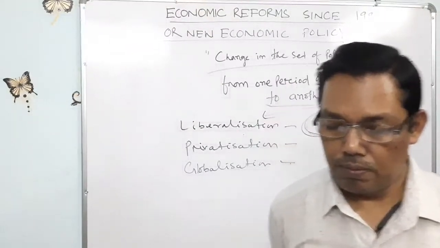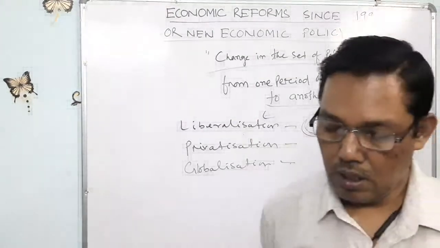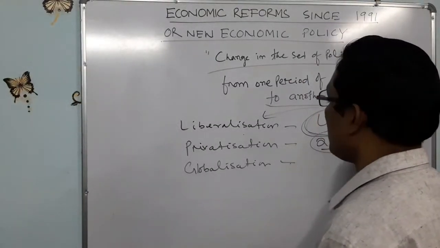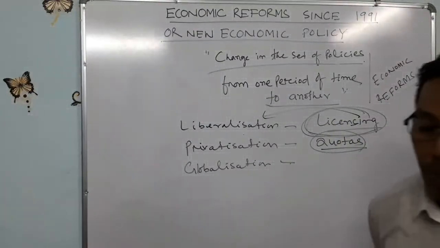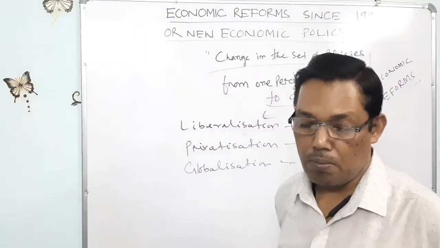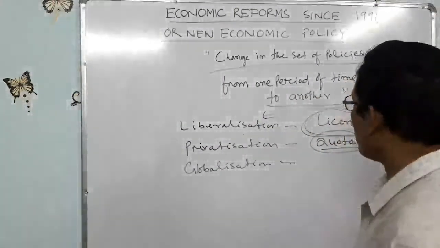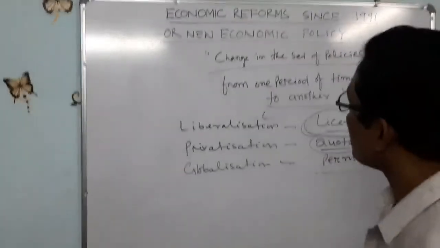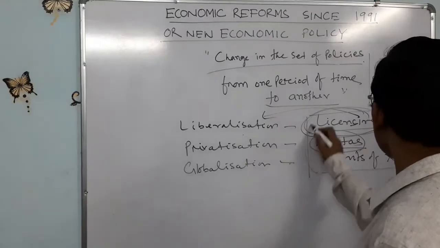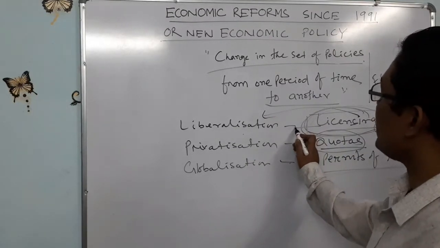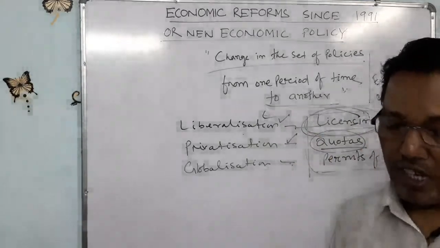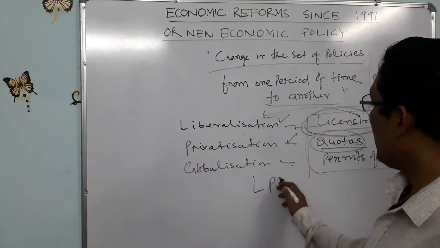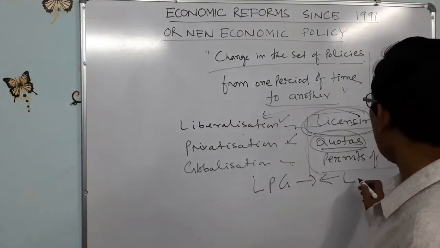The policy of privatization replaced quotas. And the policy of globalization came in place of permits for exports and imports. In place of licensing, quotas, and permits for exports and imports, we introduced and implemented liberalization, privatization, and globalization respectively. It means the LPG was set up to replace the LQP. LPG was set up in place of LQP.